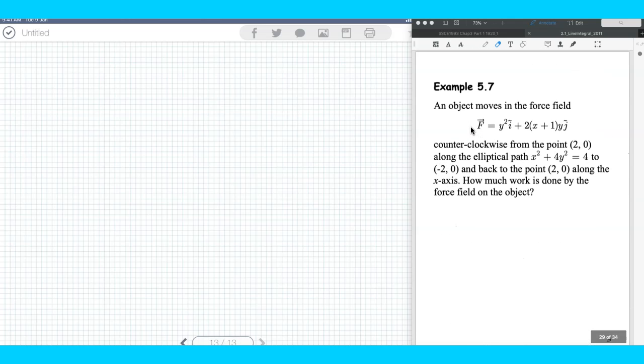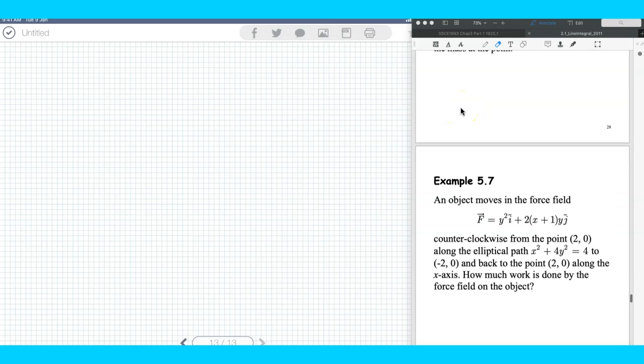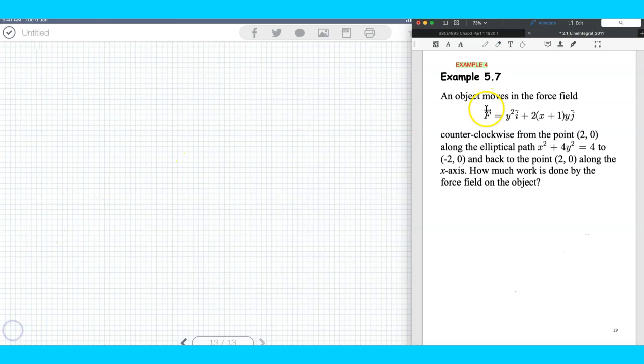Okay, so we look at the next example. Before this we have example 3, so this is example 4. We have an object moved in the force field given, counterclockwise from the point (2, 0) along the elliptical path given by the equation here to (-2, 0), and then back to the point (2, 0) along the x-axis. So it looks like we have a closed curve, right? Because the starting point and the terminal point are the same.